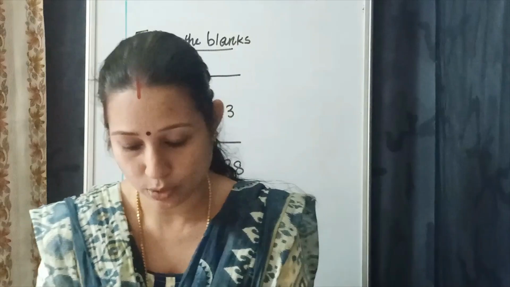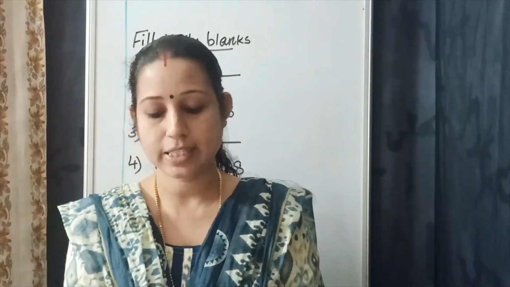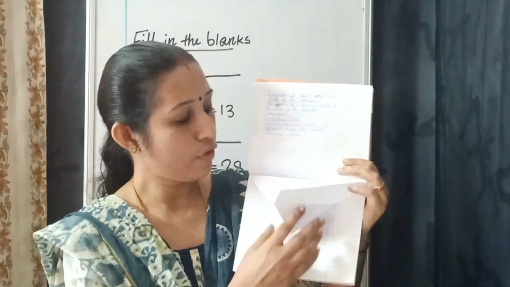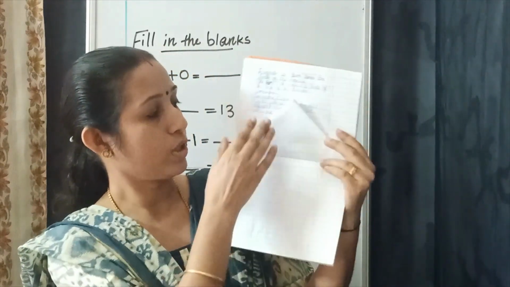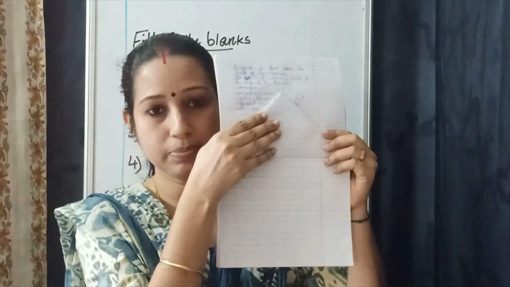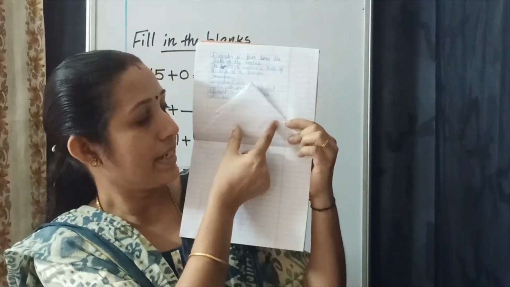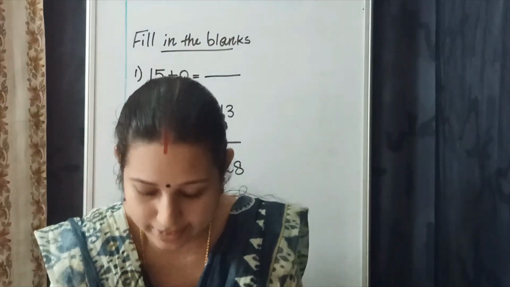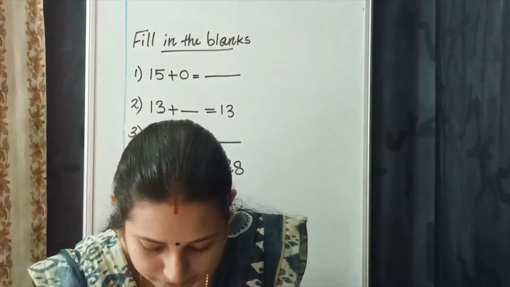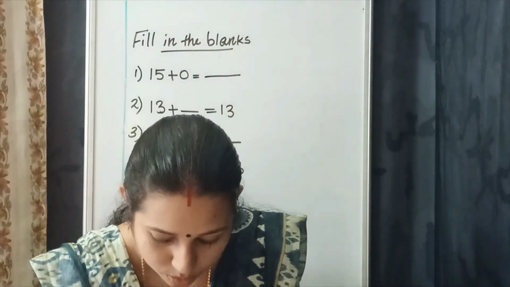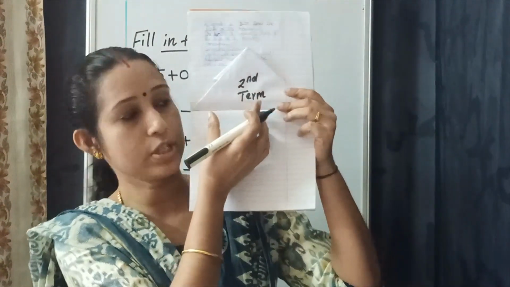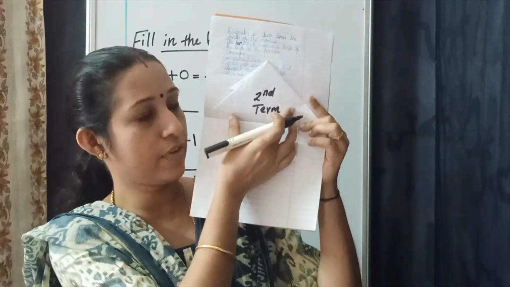Then how do we write in the notebook? We have finished our first terminal portions. So after the first terminal portions, now we fold the book this way, fold one page this way, and write here: second terminal portion. Second term, write here second term. This way, using a pencil, neatly write it, fold this way and write.